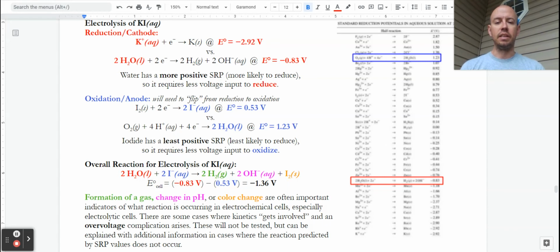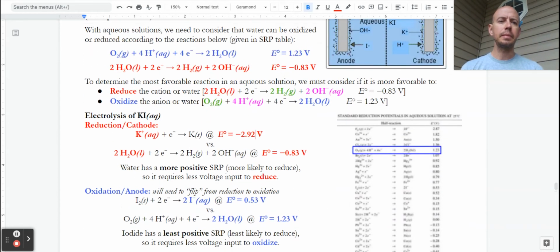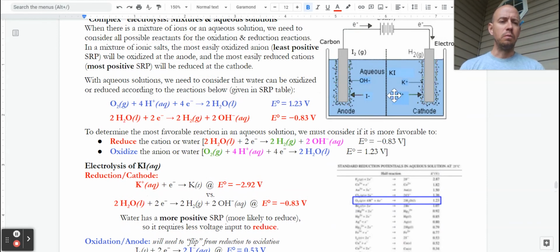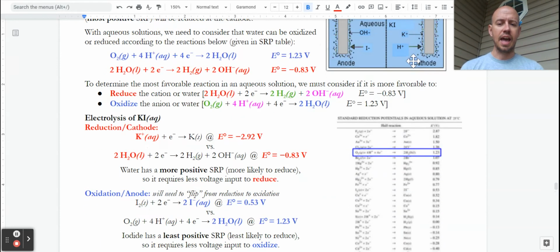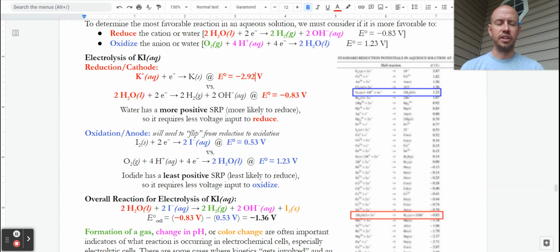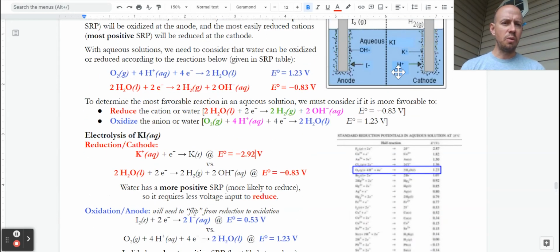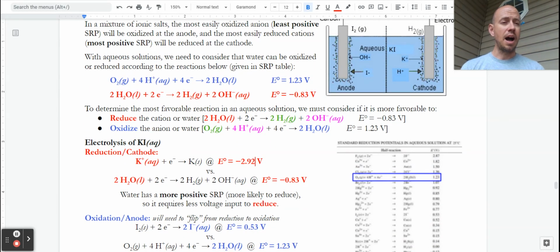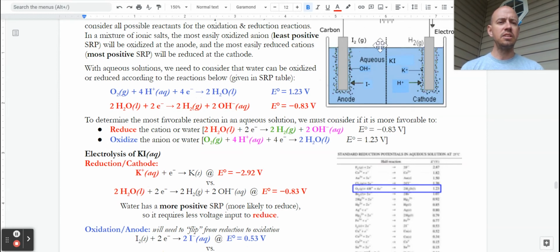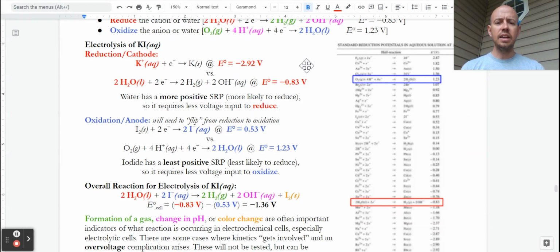I take my negative 0.83 minus the 0.53 and see that I need at least 1.36 volts of input. Up here, we would be producing hydrogen gas. It doesn't show it, but we would be making hydroxide solution. And then here it shows iodine as a gas. Iodine is actually much more commonly a solid. So it can change states, especially if this is heating up.